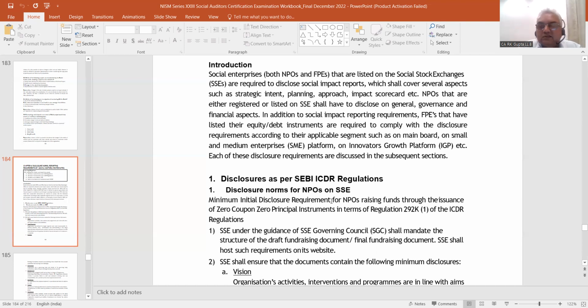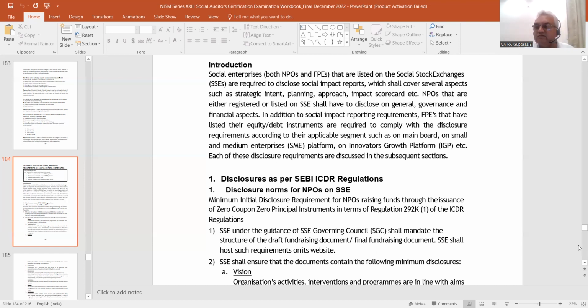So under its guidance, the Social Stock Exchange will mandate the structure of the draft fundraising document or final fundraising document. The SSE shall host such requirements on its website. So they will be hosting this requirement on their website, something similar to a prospectus. The SSE shall ensure that the documents contain the following minimum disclosures.